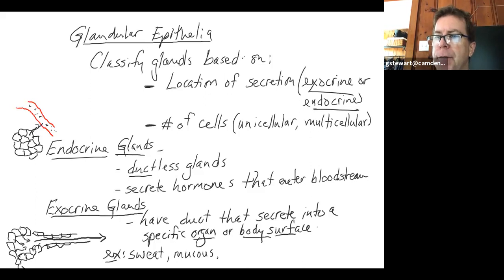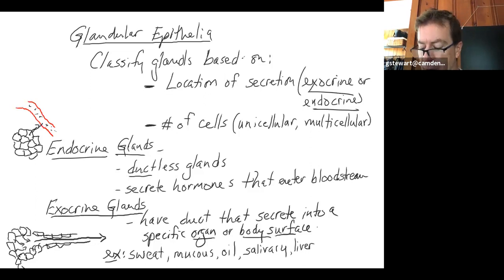Oil glands in our skin, sebaceous glands, salivary glands in our mouth. You can see there's a whole bunch of them. The liver is actually a gland. It's the largest gland in the human body. Last one I'm going to write is pancreas. These are wildly different things, but they're all examples of exocrine glands.